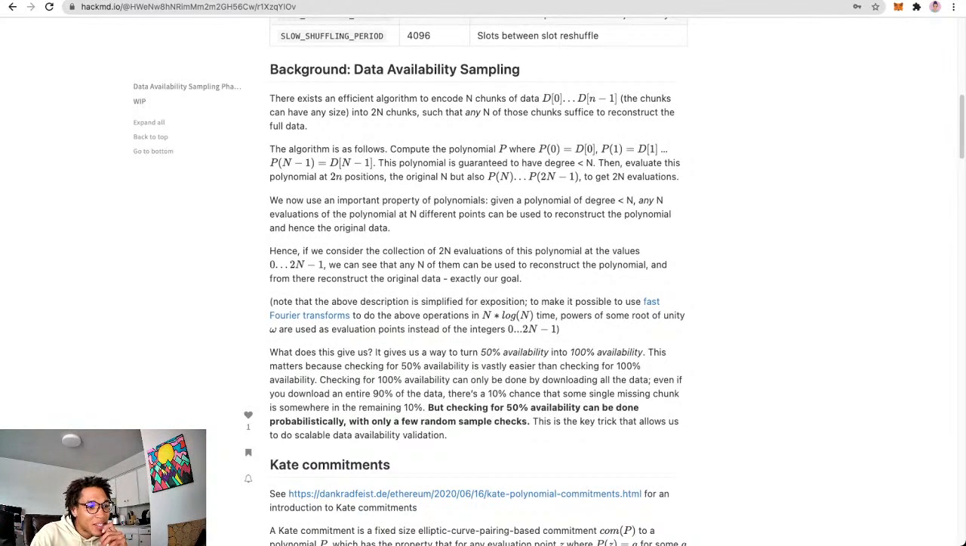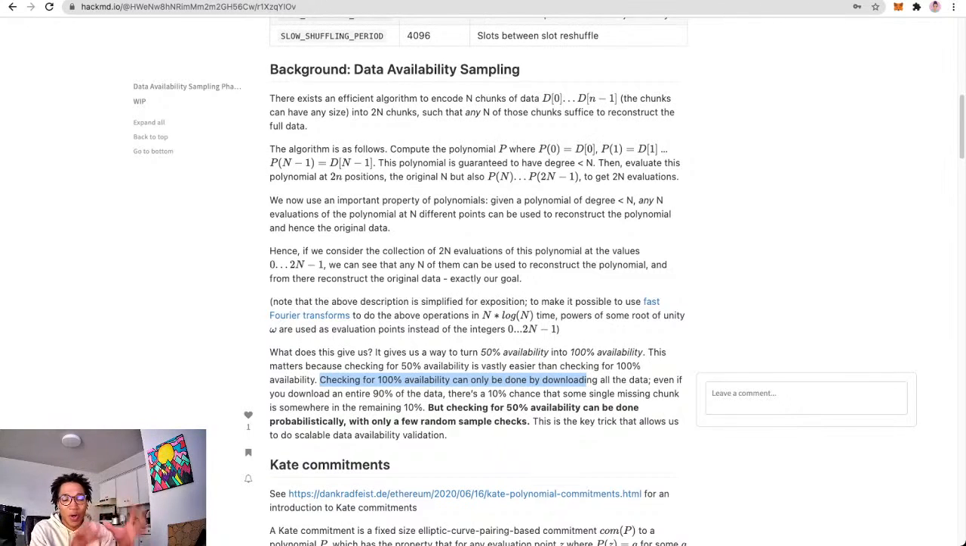What does this give us? It gives us a way to turn 50% availability into 100% availability. This matters because checking for 50% availability is vastly easier than checking for 100% availability. Checking for 100% availability can only be done by downloading all the data, and that kind of makes sense because even if you downloaded 99% of the data, you would never actually know if that last 1% was available or if it was missing. So you'd have to download all of it.